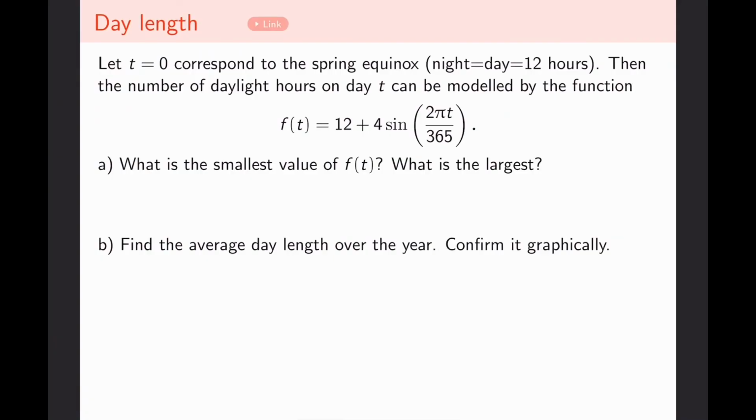So for example, let's consider the formula for the day length. This is the formula, it involves the sine, and that's not surprising. We notice that throughout the year, the day length increases during the summer and then decreases during the winter. Here, t equals 0 corresponds to the spring equinox when night and day are actually the same length at 12 hours. And then we can use this formula to compute the number of daylight hours on day t after the spring equinox. The first question is, what is the smallest value of f of t?